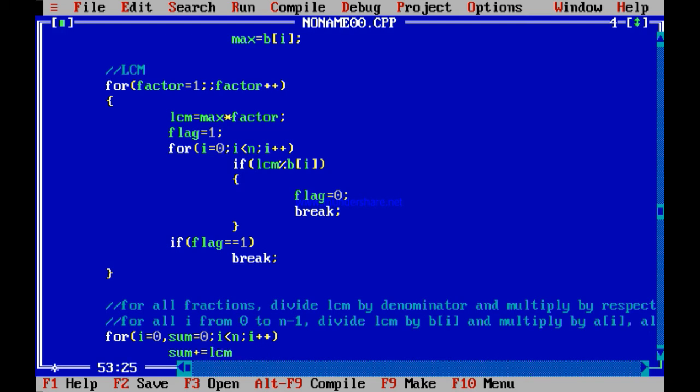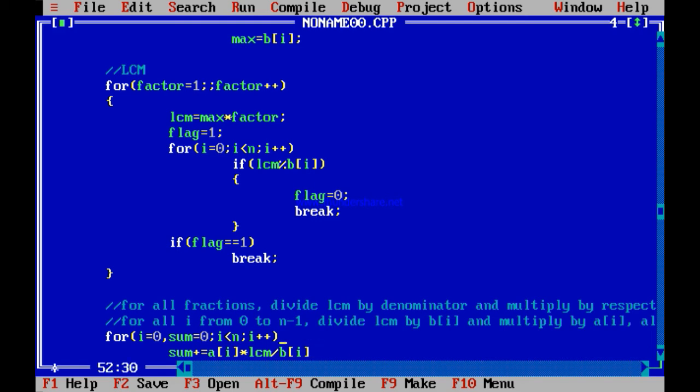LCM divided by BI. Remember, it will be exactly divisible. Why? Because LCM, you have done it that way only. LCM means it will be divisible by all the numbers. That is the definition. So AI will be multiplied with that. LCM divided by BI, AI to be multiplied with that, added together, is the sum of numerators. Is it not so? So what is this sum?